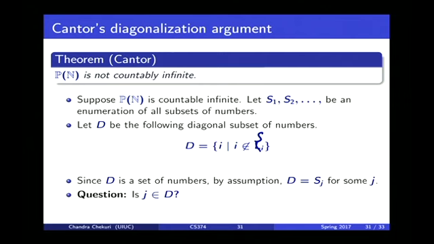Yes, there are infinite sets. But the assumption is that all the subsets are numbered, right? That's the assumption of having a bijection with integers.